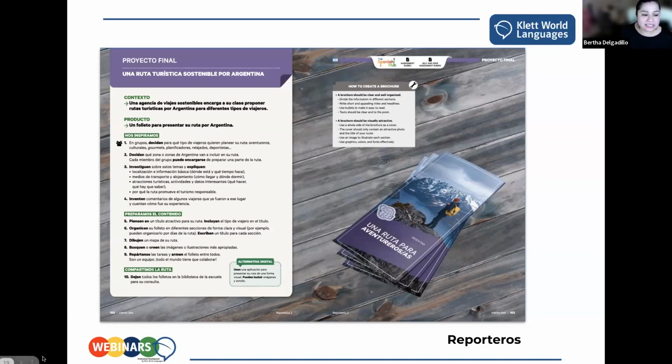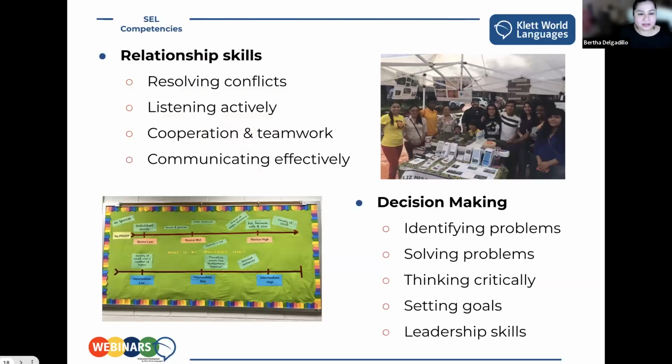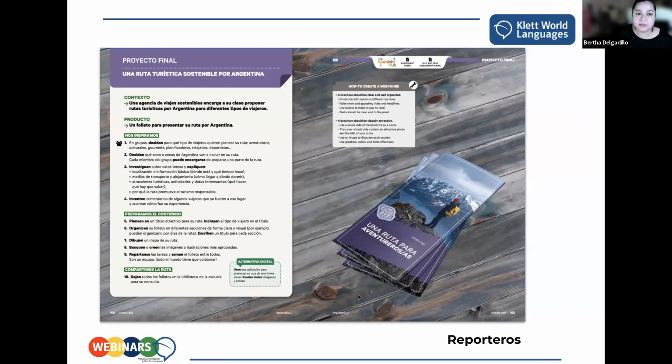So this particular example, going back to the other example of relationship skills and cooperation and teamwork, is another wonderful example of how you can get your students to collaborate together. It comes from the book Reporteros. In this one, the students are given the task as a group to prepare a brochure to present a route, a trip that is ecologically sustainable. So we have that appreciation for the environment factor, that empathy. And then we also have the teamwork that needs to happen.